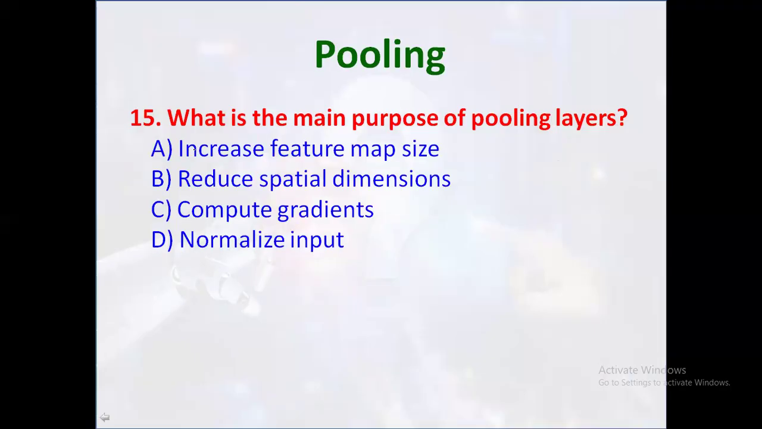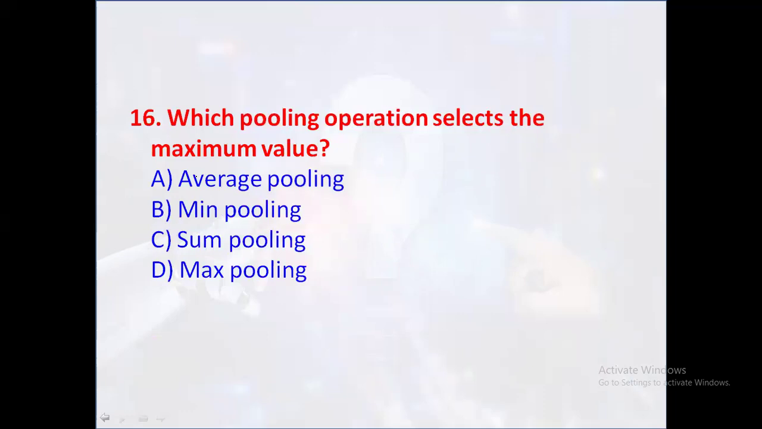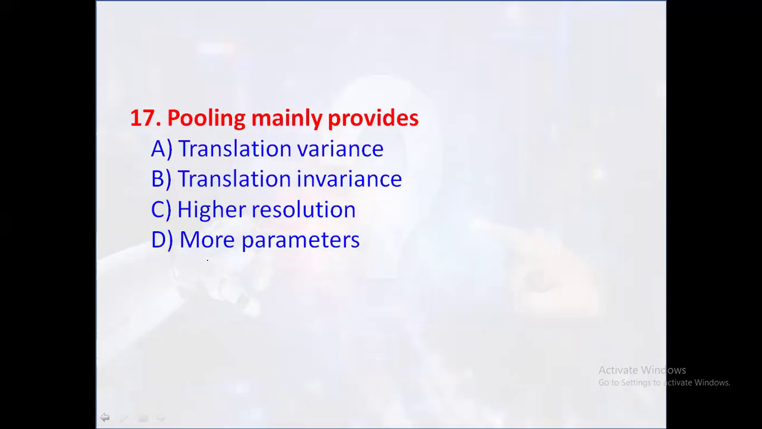Next question is based on pooling. What is the main purpose of pooling layers? It increases the feature map size, reduces spatial dimensions, computes gradient, or normalizes inputs. Which answer is correct? The answer is B. It reduces the spatial dimensions. Next question is, which pooling operation selects the maximum value? Average pooling, min pooling, sum pooling, or max pooling? The answer is naturally max pooling. Next one is, pooling mainly provides translation invariance, translation variance, higher resolution, or more parameters. The answer is translation invariance.